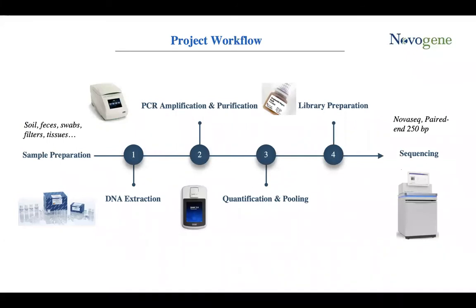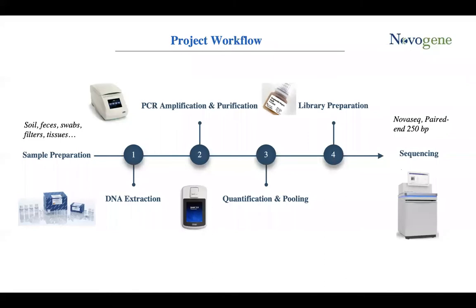And after some basic introduction, let's take a look at the project workflow of amplicon sequencing. At Novogene, we provide the entire solution for 16S, 18S, or ITS amplicon metagenomic sequencing, which means you give us your samples, we will return with sequencing data and bioinformatic analysis results. So when the sample first arrives, our lab technicians will perform a DNA extraction by using different kits or methods based on the type of your samples.